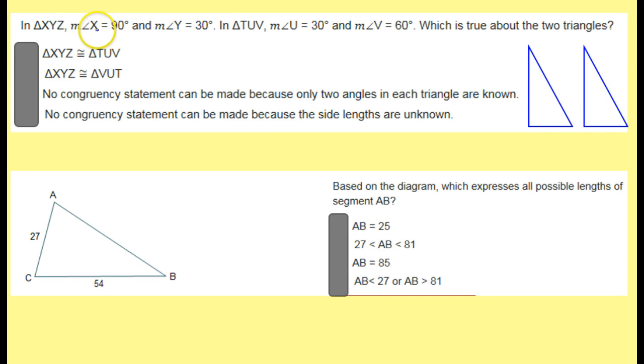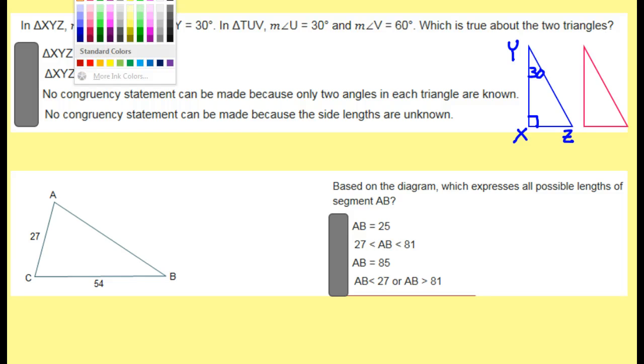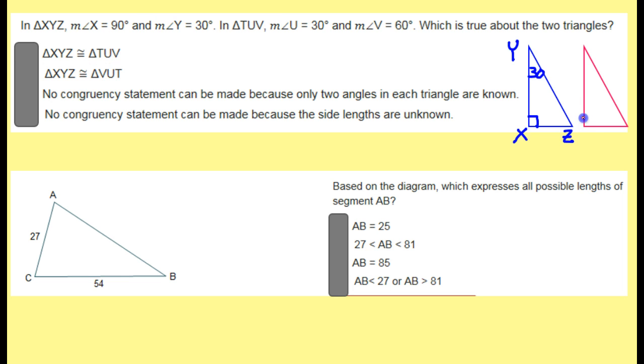So let's see. Angle X is 90 degrees. So I'm going to make sure to make this angle X. So we have angle X, Y, Z. Angle Y is 30. So this will be 30. So I'll call this angle Y. So that means this must be angle Z. Alright, I feel like changing the color of this one to pink. Okay, so this is going to be my 90-degree angle.